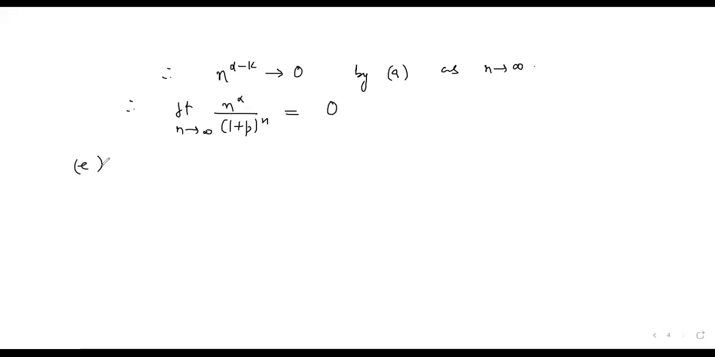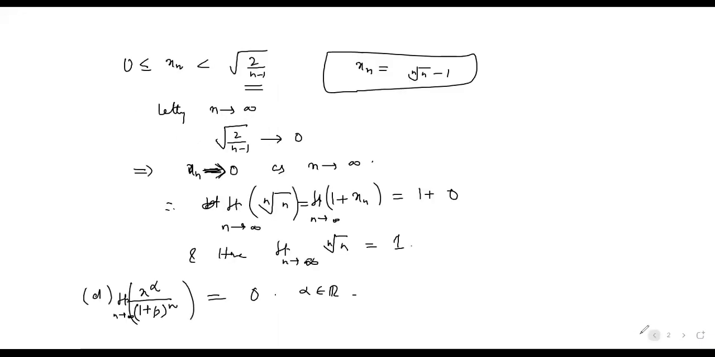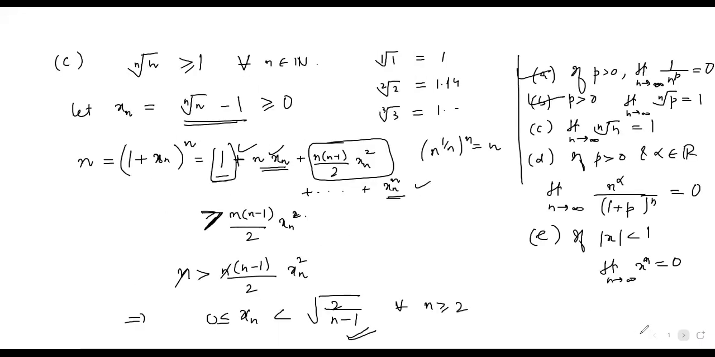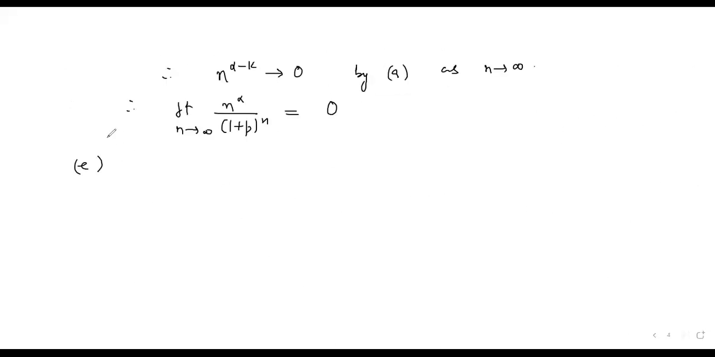Now there is the e part. So what was the e part? What is the E part? E was this, right? I had written it earlier. Yes, E was nothing but this: modulus of x is less than 1. So E says that if mod x is less than 1, then x raised to power n, limit as n approaches infinity, is equal to zero. So this is what we have to do.